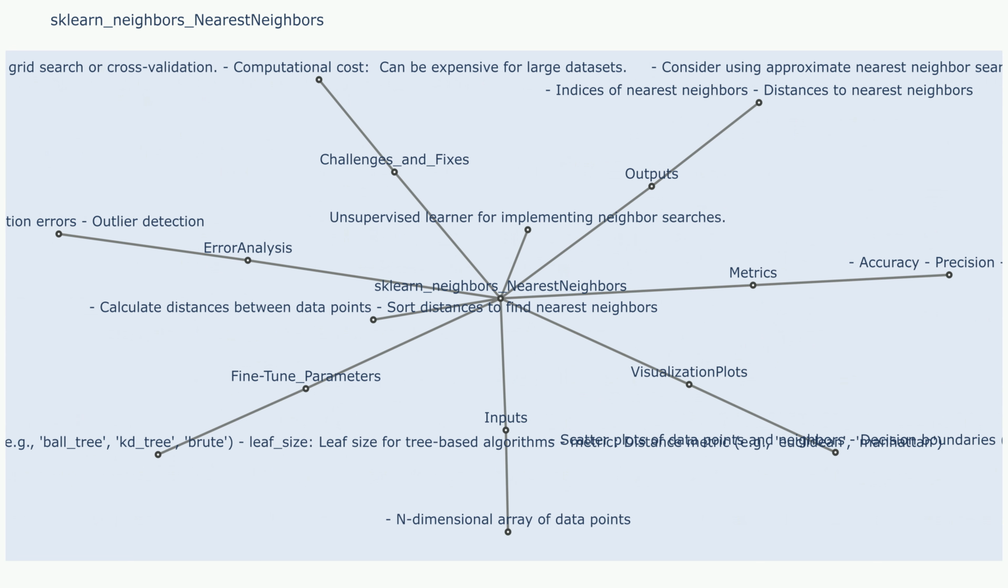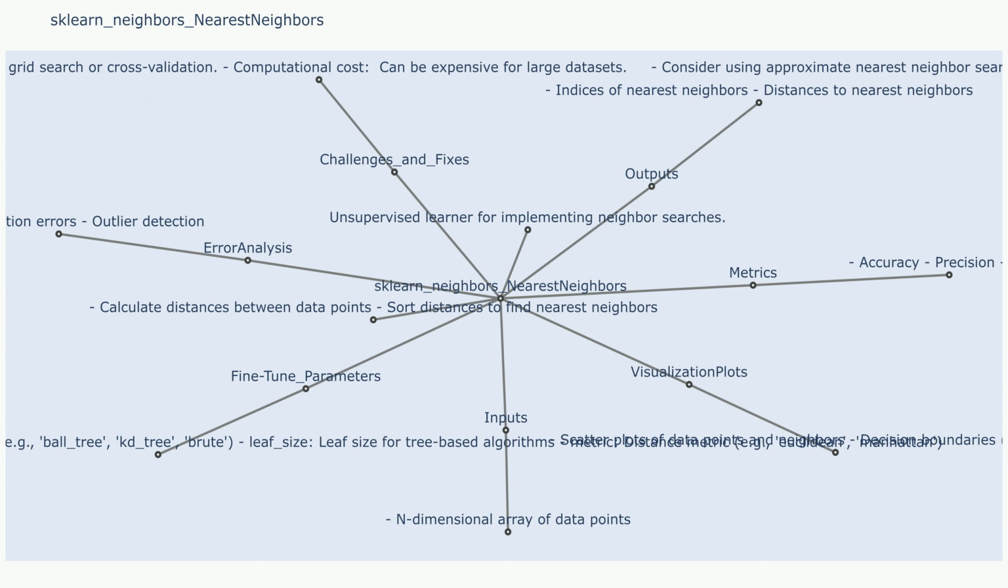ball tree, KD tree. Metric. This parameter allows the user to choose the distance metric to be used. P. This parameter is used for the Minkowski distance metric and controls the degree of influence of each dimension.